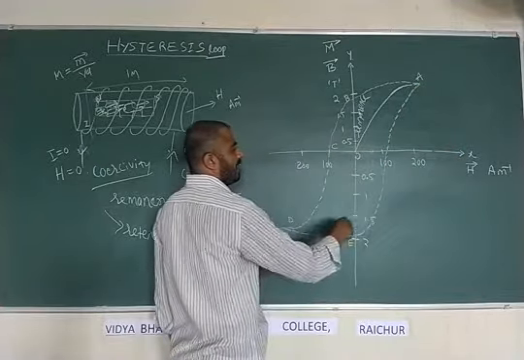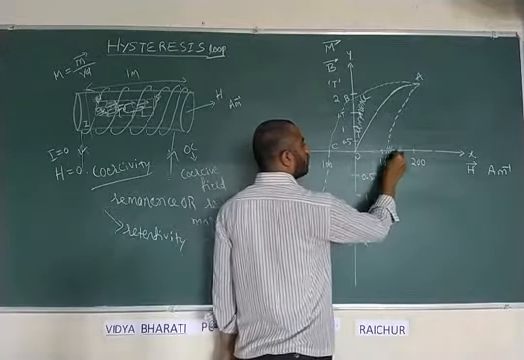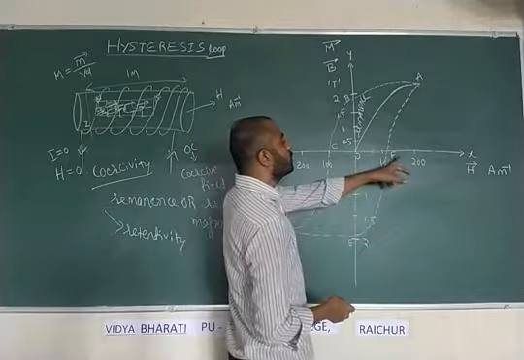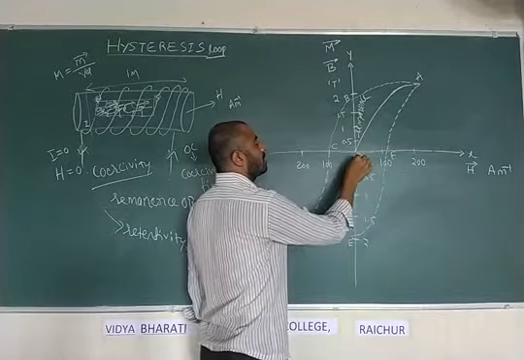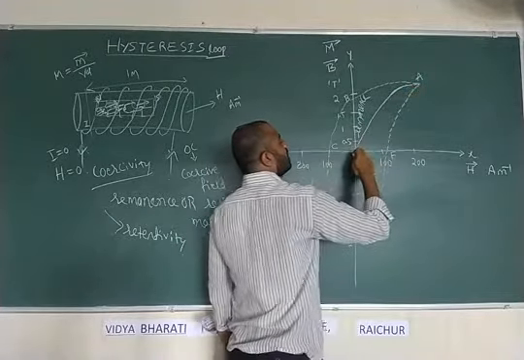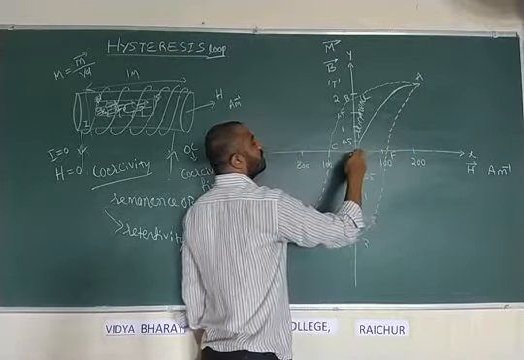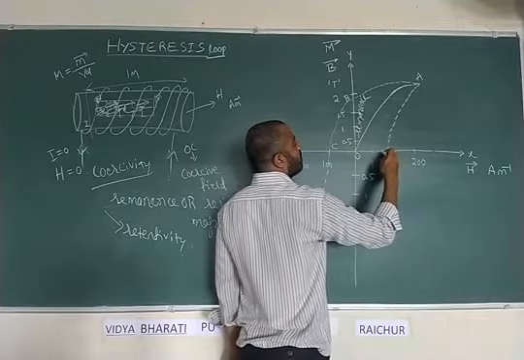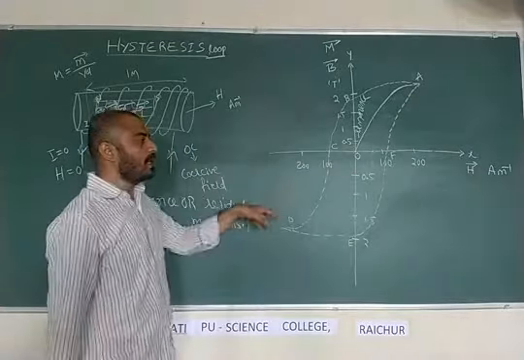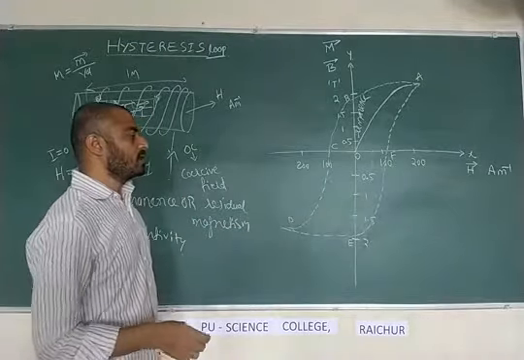Now the loop or curve is followed like this from D to E, E to F, again F to A. See, again when you increase the H value, the same path, whatever is traced during its initial treatment, the same will not repeat. It follows a different path now. Instead of moving from O to A, it traces now from F to A during its one complete magnetization. This is a cycle of magnetization.